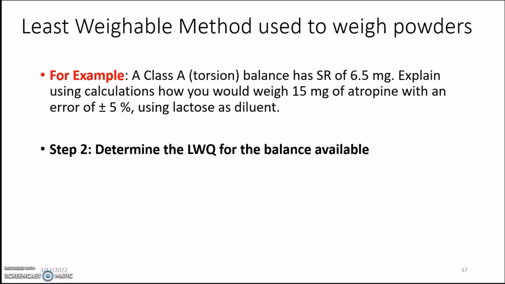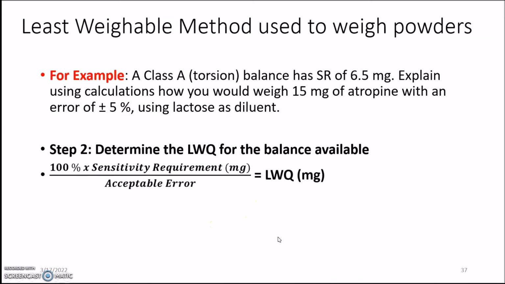Now, the second thing is to determine the least weighable quantity for the balance that you have available to you. Because we were given the sensitivity requirement and the expected error, we use the equation as listed here to determine the least weighable quantity, and that is going to give us 130 milligrams. What this means is that to weigh anything less than 130 milligrams will increase the level of error, which is not what we would want.